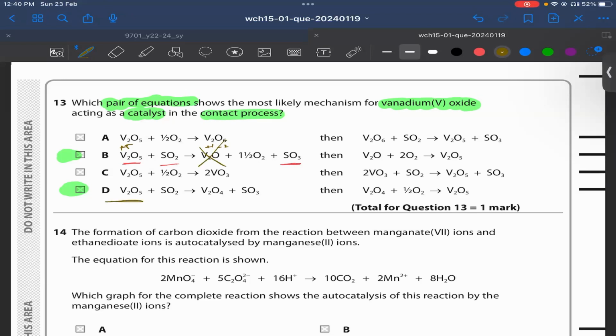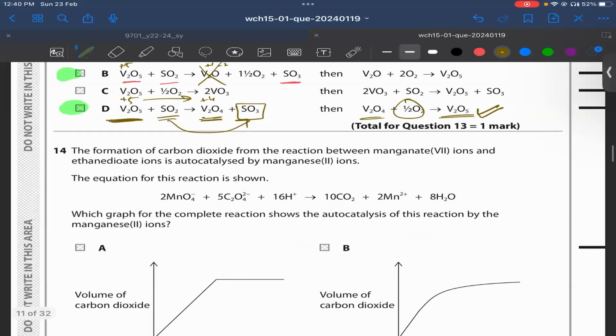So if you look at option D, V2O5 is converting into V2O4, in which the oxidation number of vanadium is +4. So this gets reduced from +5 to +4. Sulfur dioxide oxidizes to sulfur trioxide. Later on, V2O4 reacts with oxygen and converts back into V2O5. So option D would be the correct answer. Is it clear? Yeah.